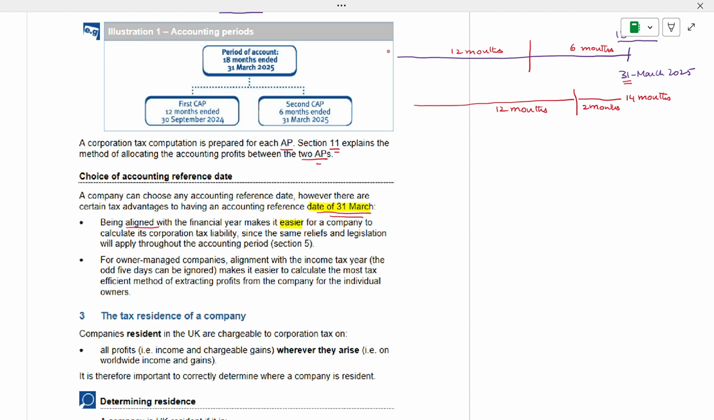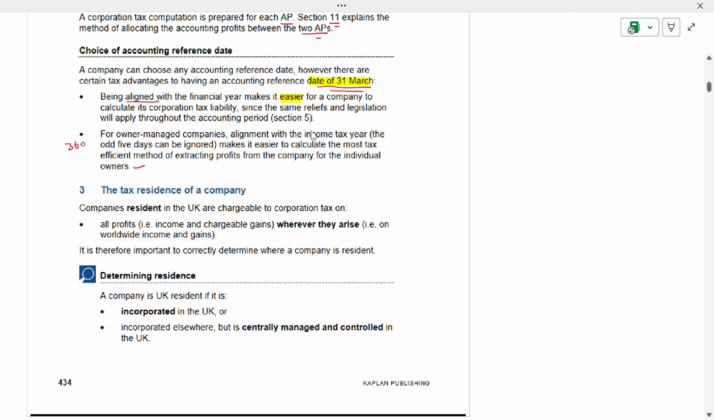For owner managed companies, meaning sole traders, alignment with the income tax year, the odd 5 days can be ignored. That means we can take it as 360 days. It makes it easier to calculate the most tax efficient method of extracting profit from the company by individual owners. It is only for owner managed companies. So you can take it as 360 days, so that they are making it as simple as possible.